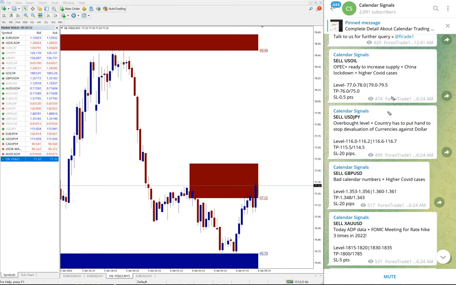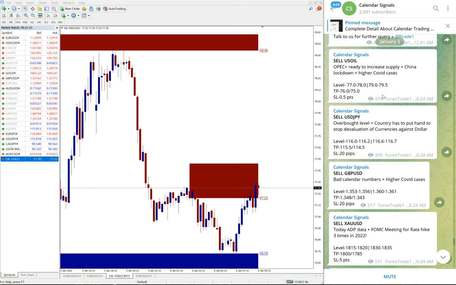And also, whenever we post a signal, we also give the reason why we are giving any pair buy or sell. For example, here we gave sell USOIL, and we also gave the reason: OPEC ready to increase supply, and China lockdown and the higher COVID new variant and higher cases. COVID cases are increasing. Based on this, we gave sell USOIL.